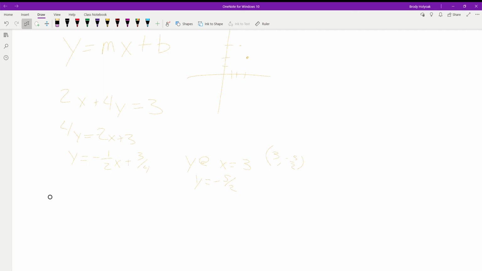Okay. The last thing that we're going to talk about today, and then we'll turn it over for questions, is simultaneous equations.